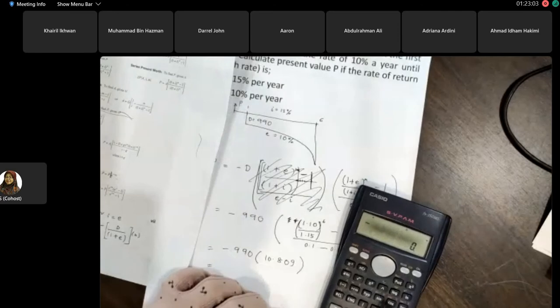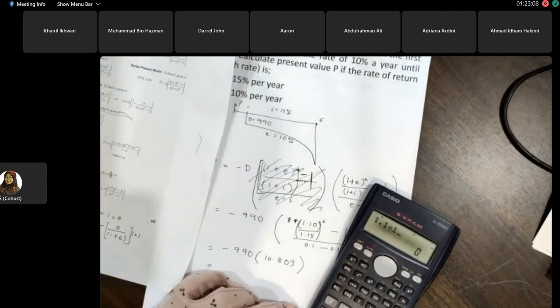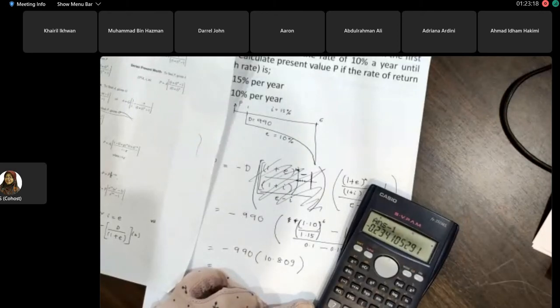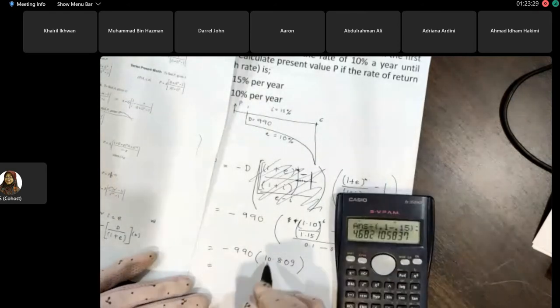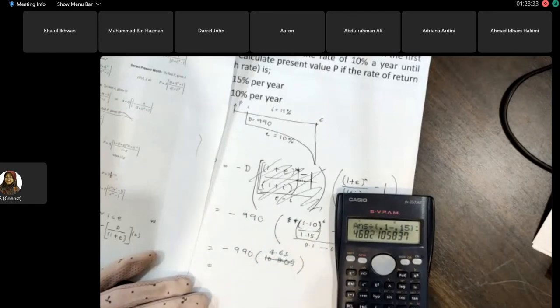Salah ni. 1.10 divide by 1.15, dah dapat jawapan. Then baru power of 6. Then, and then baru minus 1. And then you get this jawapan. Then divide by 0.1 minus 0.15. Bismillah. Betul tak? 4.68. Betul tak ya? Okay, tengok je.